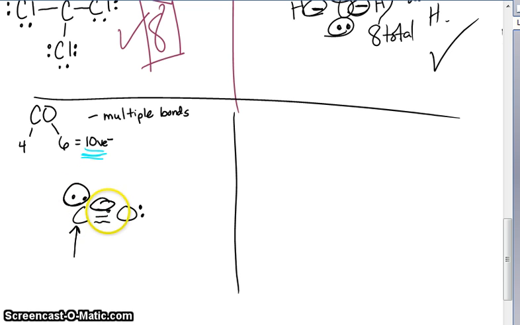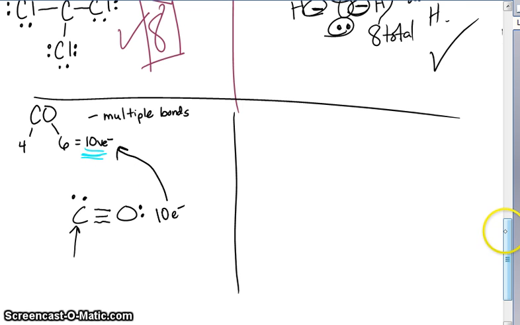2, 4, 6, 8. That carbon has 8 valence electrons. That's good. So that carbon is stable. Let's check oxygen. 2, 4, 6, 8. That oxygen is stable. That's 8 valence electrons. I'm happy with that. Now let's count the total number of electrons. 2, 4, 6, 8, 10. See? Now I have 10 electrons in my drawing, and I'm supposed to have 10 electrons.